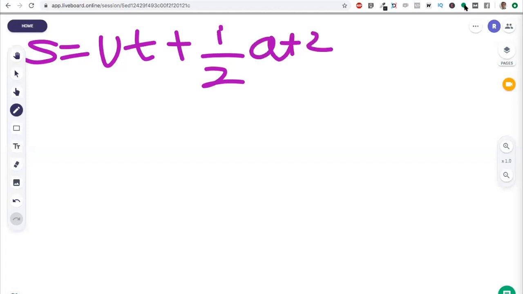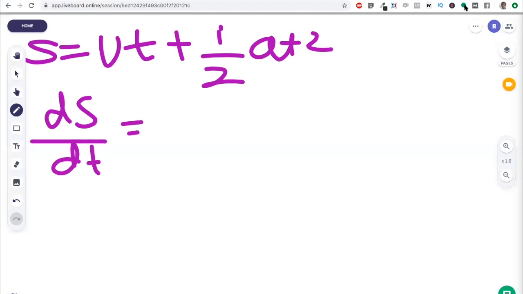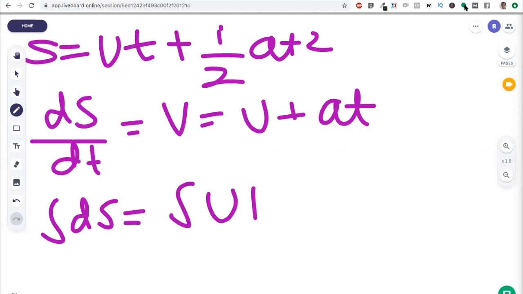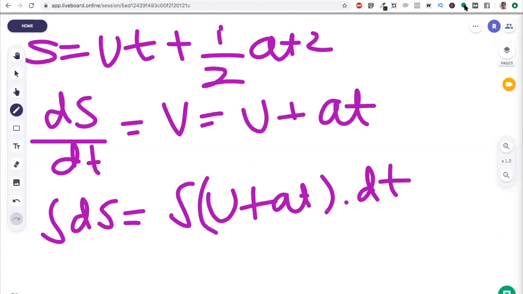We know that ds upon dt is v. So v is equal to ds upon dt. We know this. And from the previous equation, we found that v was u plus at. That's what we found in the previous equation. So integration of ds comes out to be integration of u plus at into dt. Now let's put the limits. At t is equal to 0, displacement is 0. At t is equal to t, displacement is s.